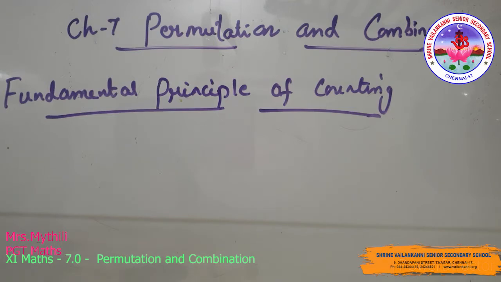Hello children, our next chapter is 7, Permutation and Combination. We always use some pin number, whether it's a 4-digit number or a 6-digit number, to lock mobile phones, or we can use an ATM or any other things.